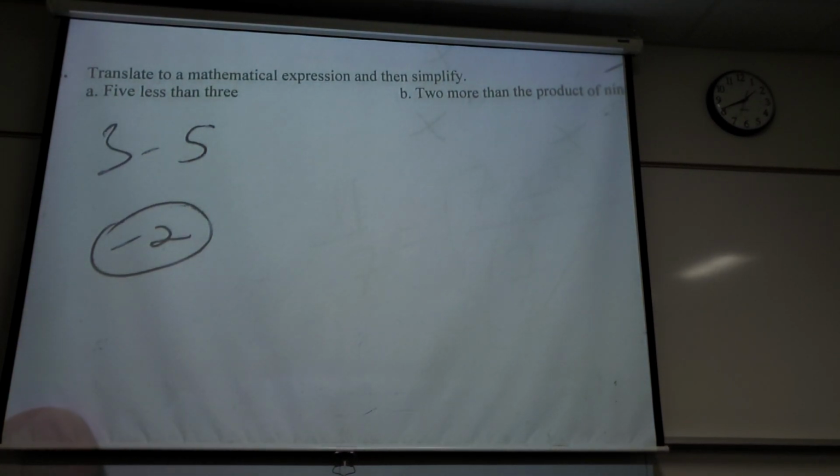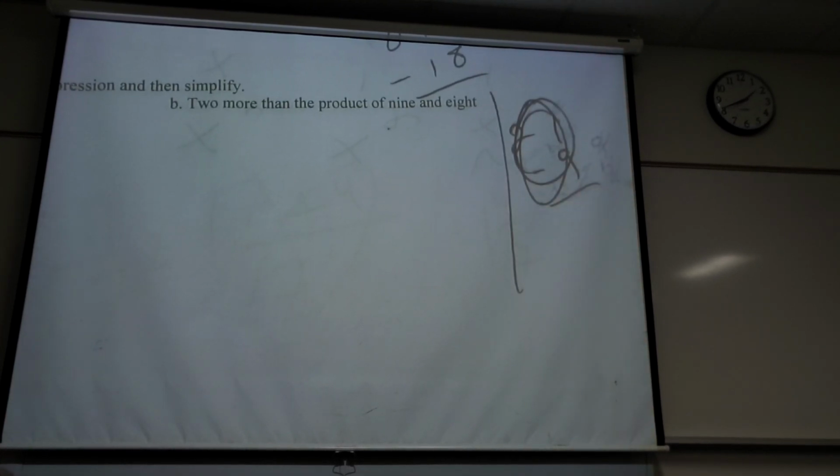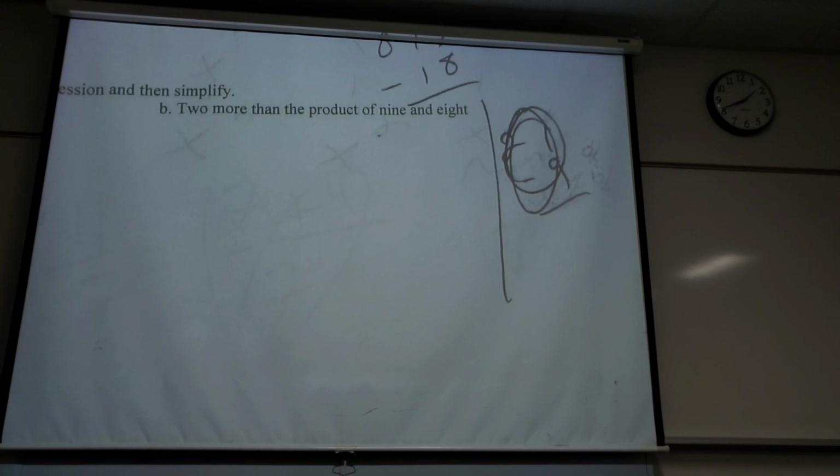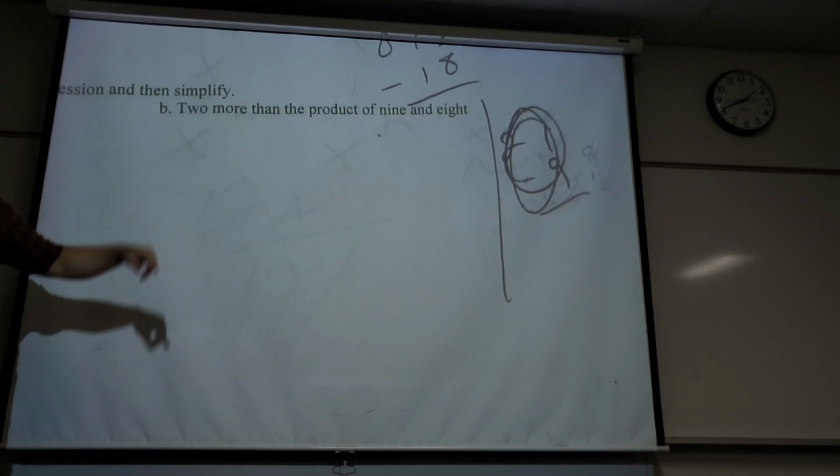And that would be -2. I put just 2, don't know why. It's -2, but I'm so glad I got it right. And then this one, 2 more than the product of 9 and 8.